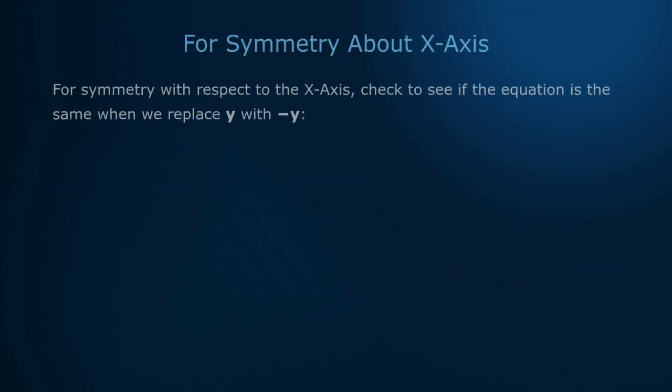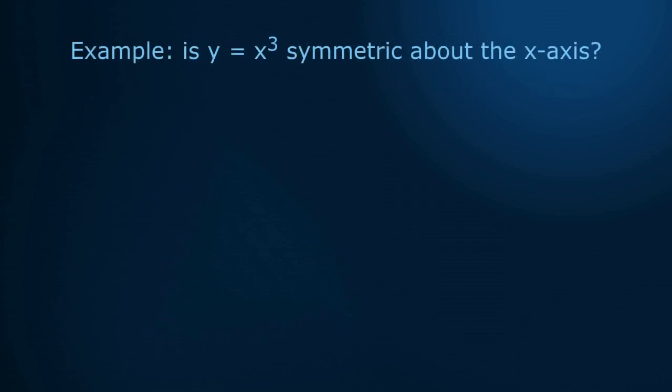For symmetry with respect to the x-axis, check to see if the equation is the same when we replace y with minus y. Example: is y equals x cubed symmetric about the x-axis? Try to replace y with minus y. Minus y equals x cubed.